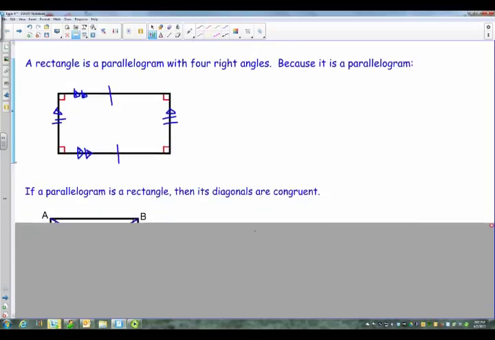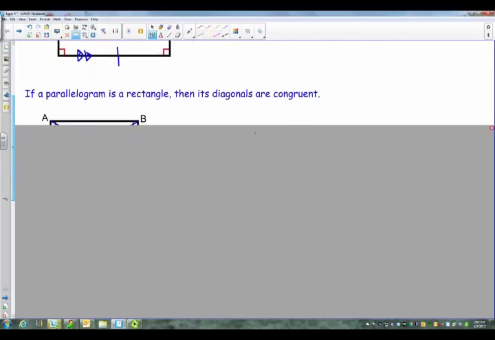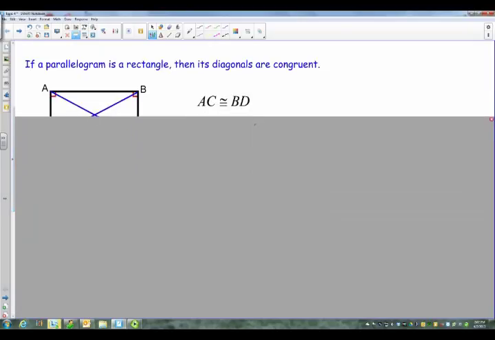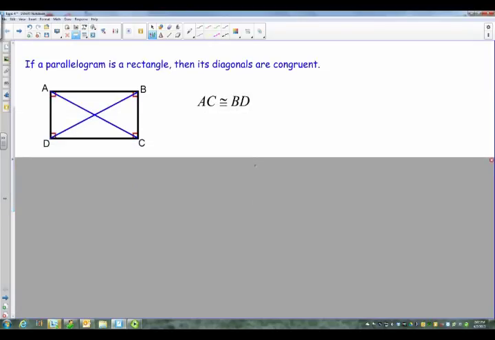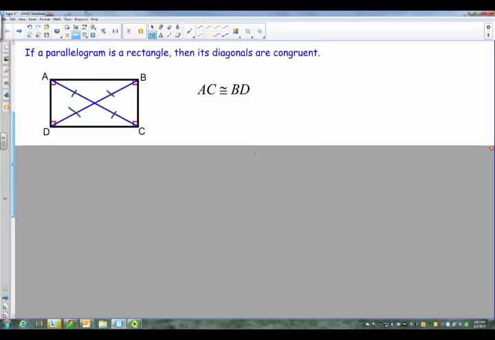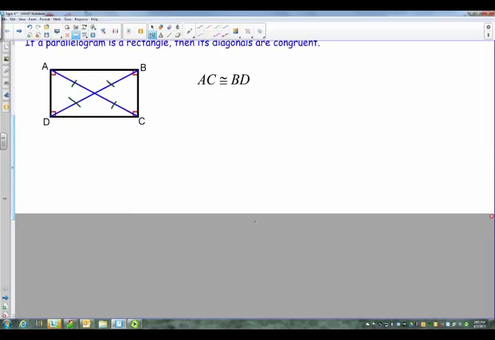Alright, a new theorem that comes in with rectangles is this one. If a parallelogram is a rectangle, then its diagonals are congruent. Now remember what we talked about in the last one with parallelograms. We said that diagonals were bisected. Well, in this case, the diagonals are also congruent. So every one of those four, since they're cut in half, are congruent to each other. Okay, so that's important to remember as well. So all of your opposite sides are congruent, but your diagonals have now four parts that are congruent.